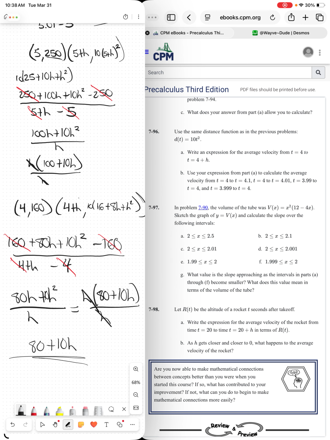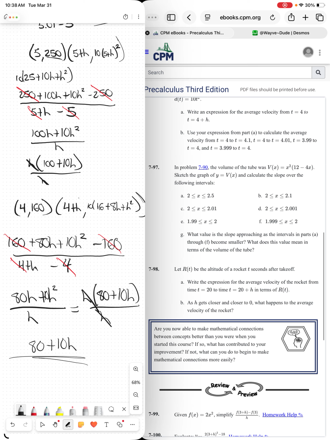We're just calculating slope over those smaller intervals, right? Over and over again, you're calculating smaller intervals, smaller intervals. We're approaching this idea of instantaneous rate of change at an instant.